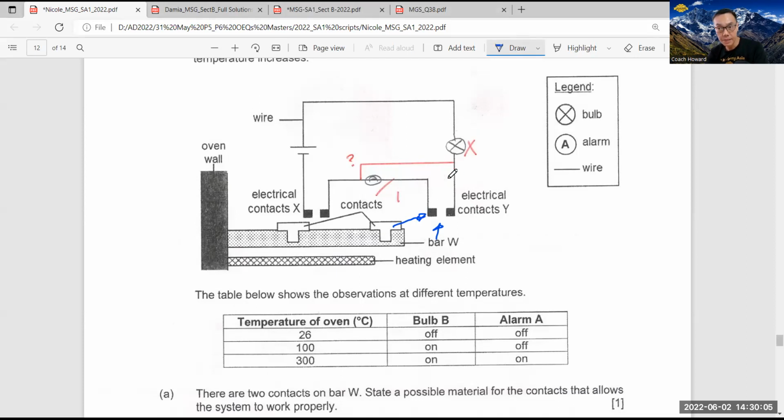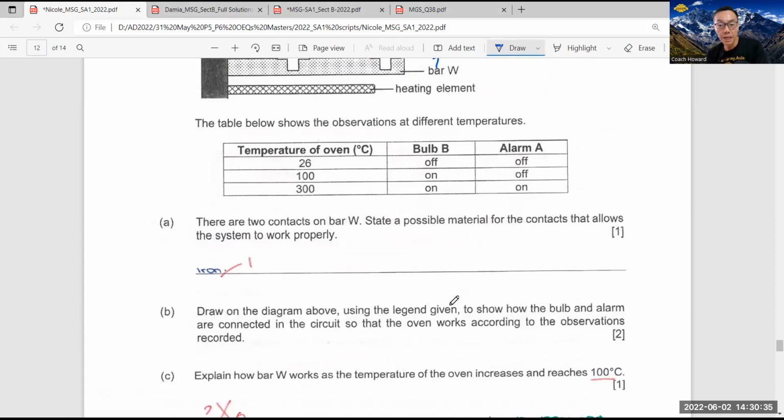Because if the bulb is here, this part would not be lit, unless the bulb is along this way. Okay, if the bulb is changed to this side, it may be better. So what the teacher did is, if the student has drawn the bulb here, she should put a wire, this part, that can connect. But for this question, I do not think that they can change or rewire the system. Okay, they say using the legend to show how the bulb and alarm are connected in the circuit so that the oven works according to what is being recorded.